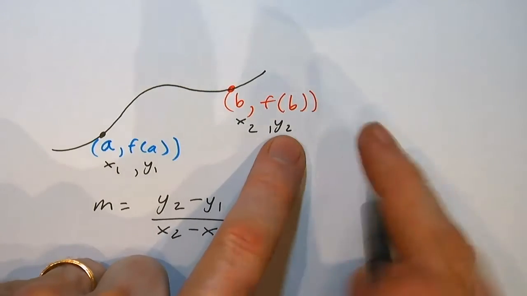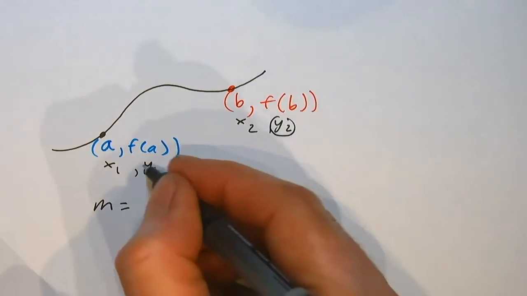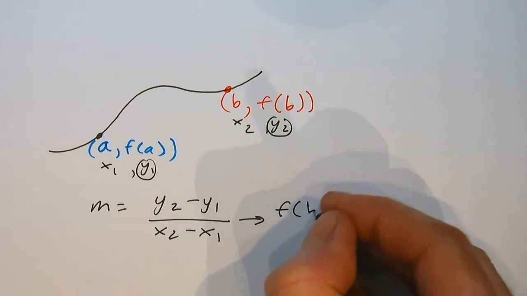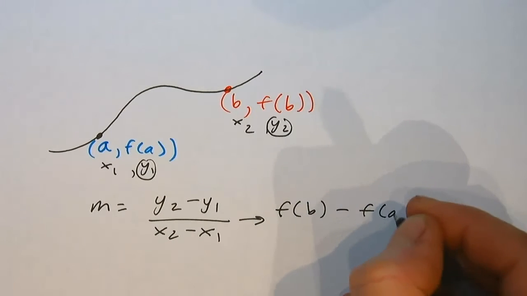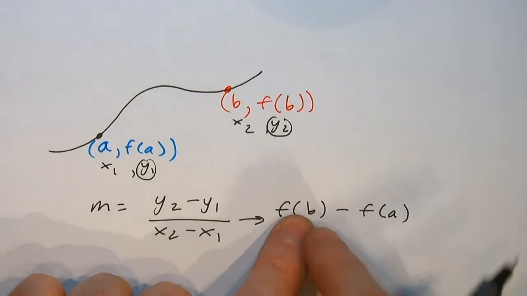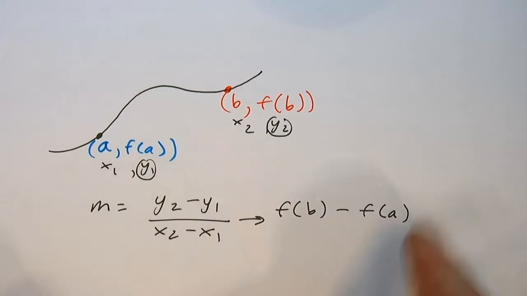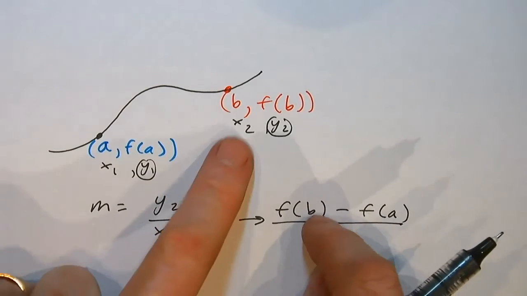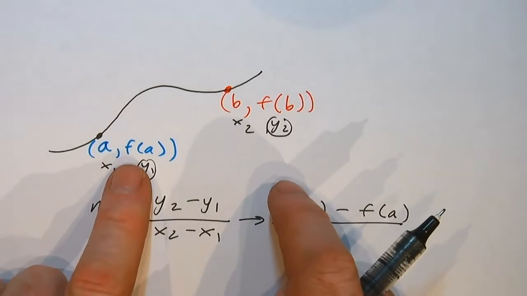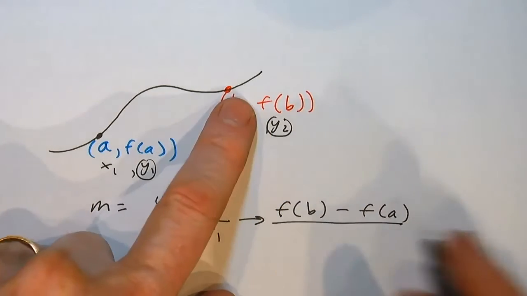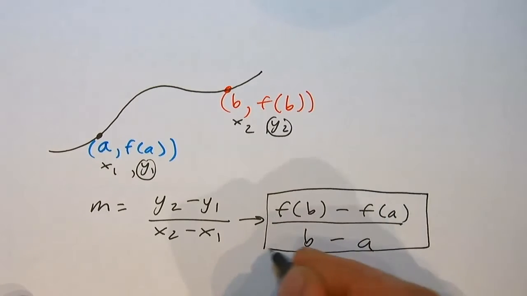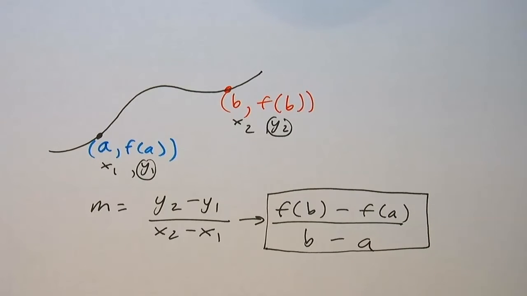So instead of going y2 minus y1, why don't we write f of b minus f of a? That's really just the answer you get here minus the answer you get here. That's the change in the y's over the change in the x's. Instead of me writing x2 minus x1, let's just call it a and b. Let's just do b minus a. So this is a rule for finding the average slope. And you'll see this in a lot of books.